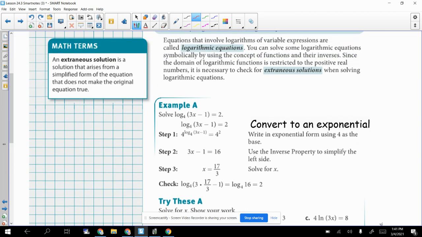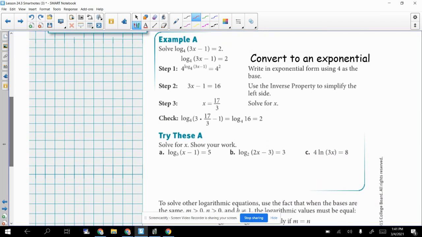So if you don't know what an extraneous solution is, it is a solution that arises from a simplified form of the equation that does not actually make the original equation true. So we'll be plugging back in to check for those.